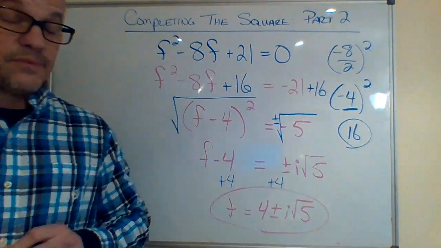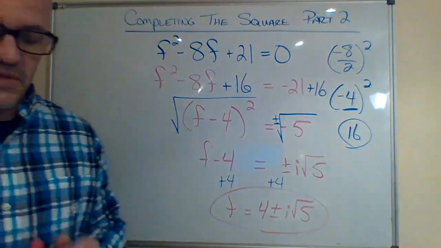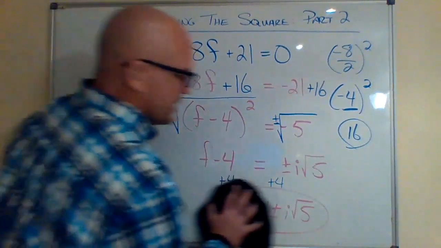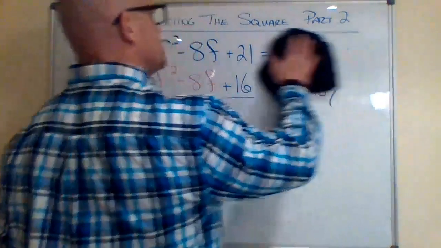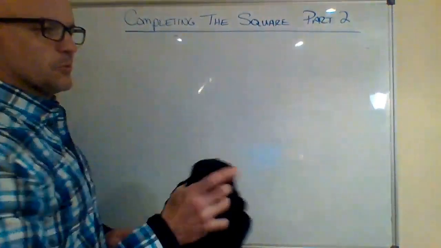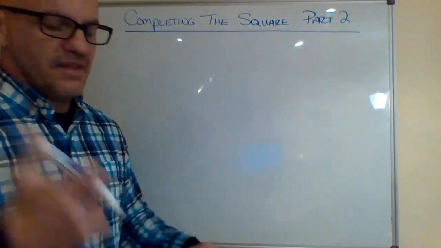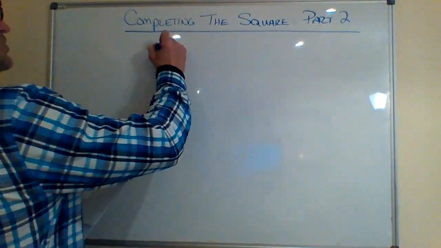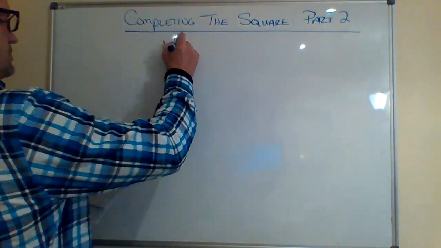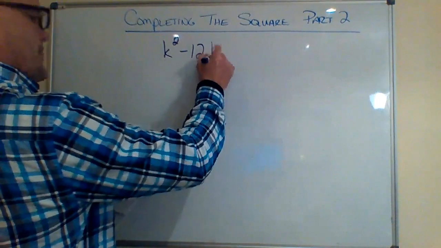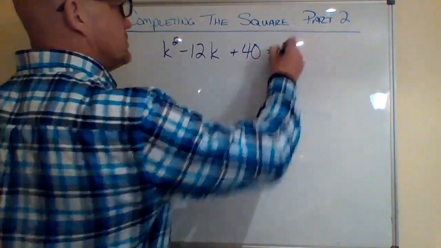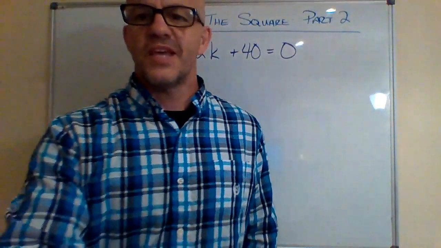So hopefully those examples make sense. I'm hoping we're going slowly and step by step that we're getting it. I'm going to put an example up here. I'm going to have you guys pause the video. Pause the video, give it a try, and then we'll go over the answer when we come back. So the first one I would like you to try is k squared minus 12k plus 40 equals 0. Pause the video, give it a whirl.